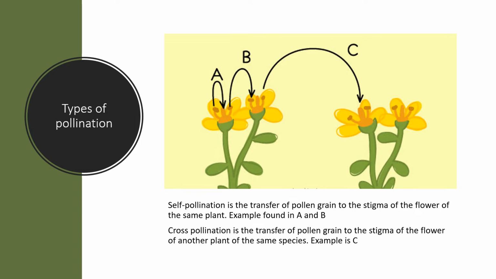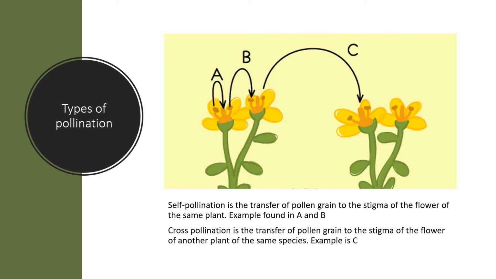We will now begin the types of pollination. We have 2 types of pollination, and these are the self-pollination and cross-pollination. For self-pollination, it is the transfer of pollen grain to the stigma of the flower of the same plant. Example A and B in the drawing. While cross-pollination is the transfer of pollen grain to the stigma of the flower of another plant of the same species, the example of which is C. These are the types of pollination.